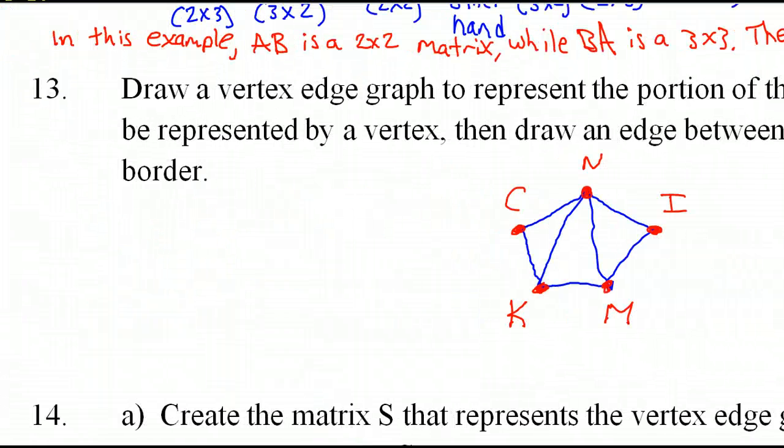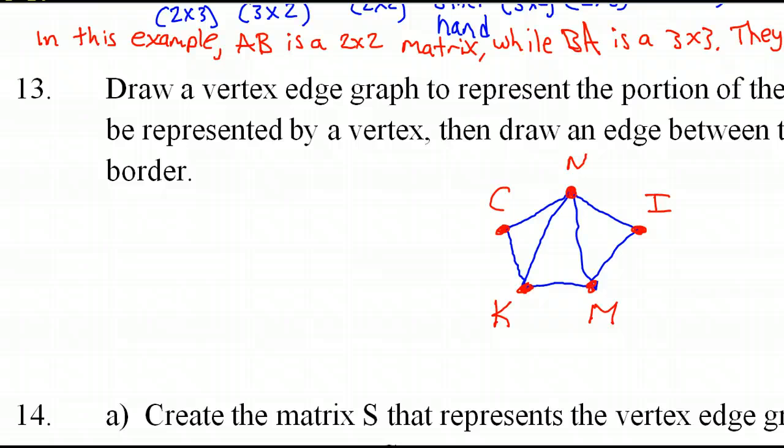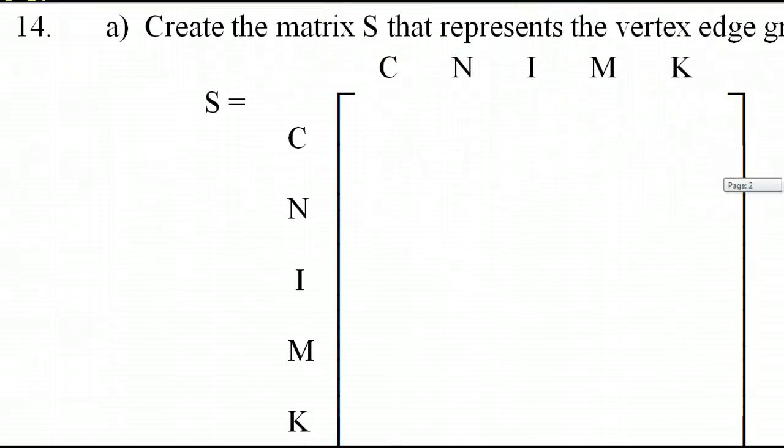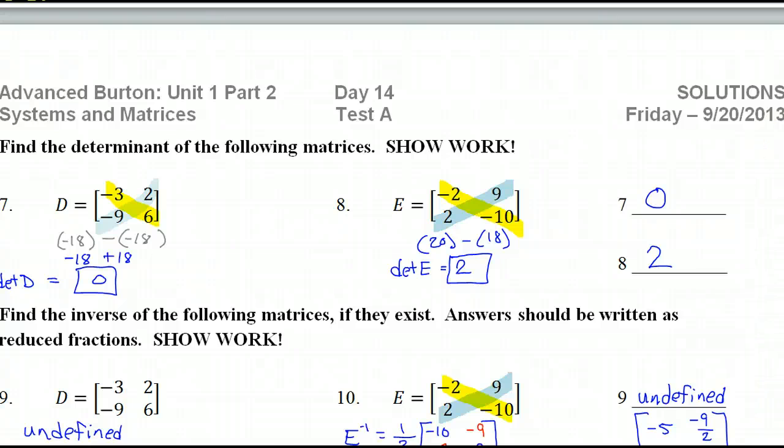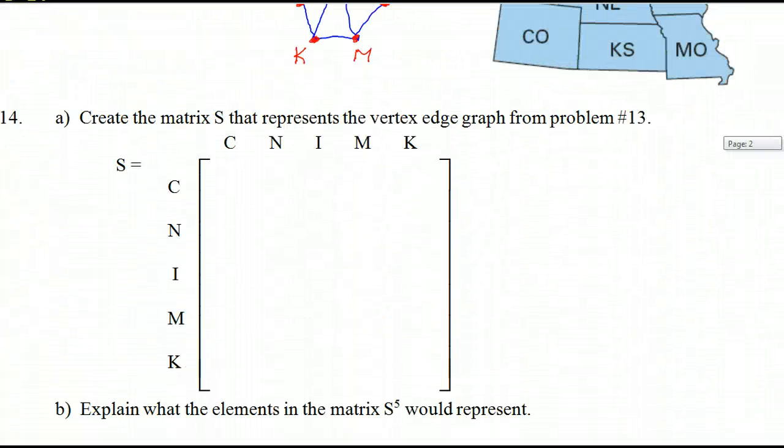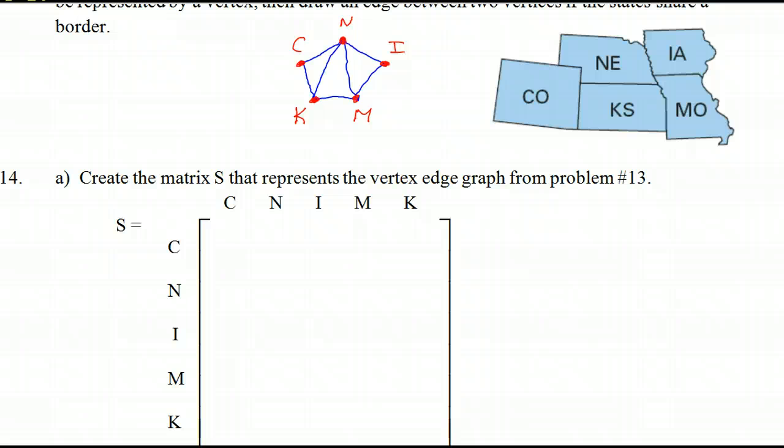Alright, let's see. Number 14. Create a matrix that represents this. I'll have to back this out just a little bit. Gotta make more space. You're even given the hint that all of the letters are represented across the top and down the side. So this is a 5x5 matrix, if you will.